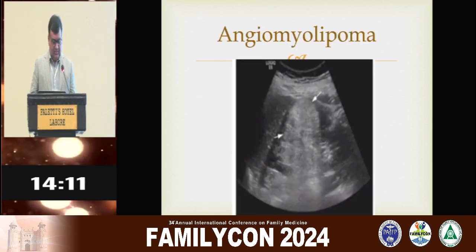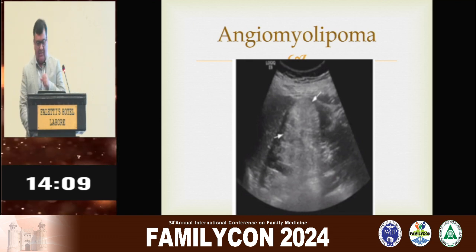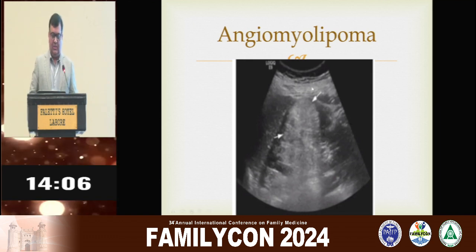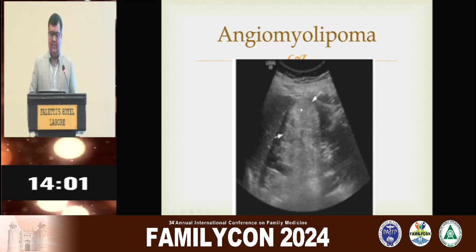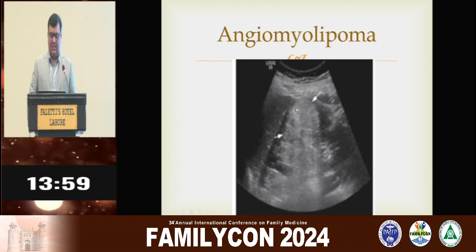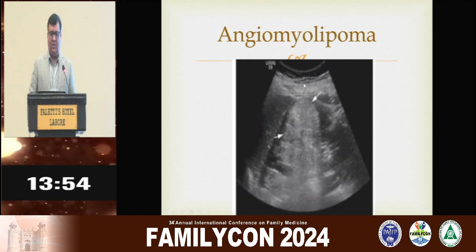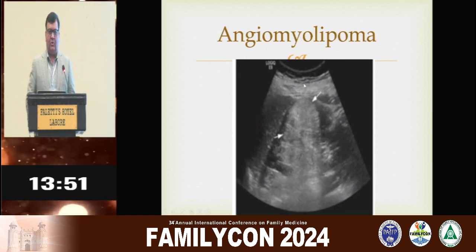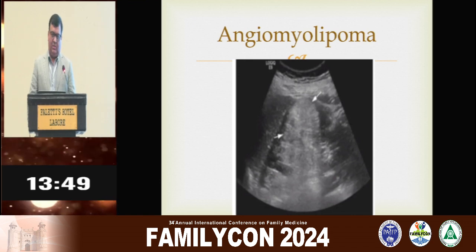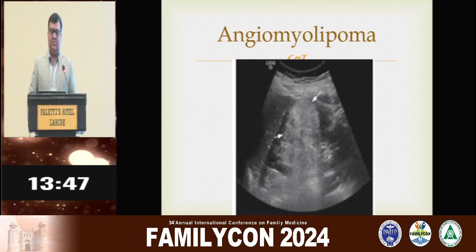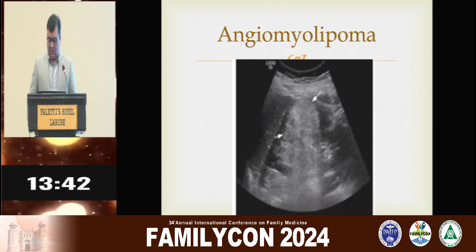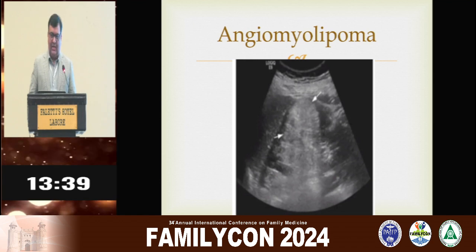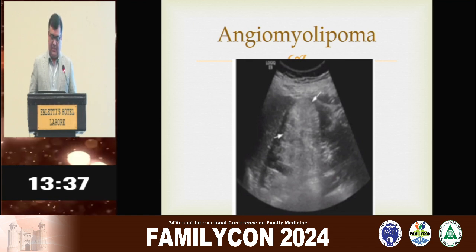Another mass which you sometimes see, which is actually benign. So this is a fat density. If you look at this density and the density on the previous section, that was heterogeneous, and this is homogeneous. And if you compare this density with the subcutaneous fat, it's more or less similar. So these are angiomyolipomas. Angiomyolipomas are benign tumors, but they can bleed if the size is more than 4 or 5 centimeters. So we can offer embolization in such cases to avoid catastrophic bleeding in such patients.